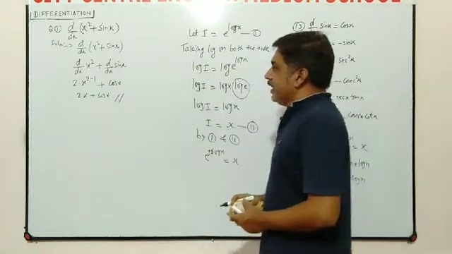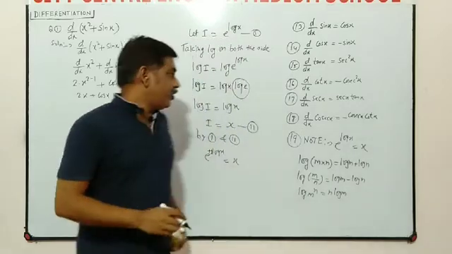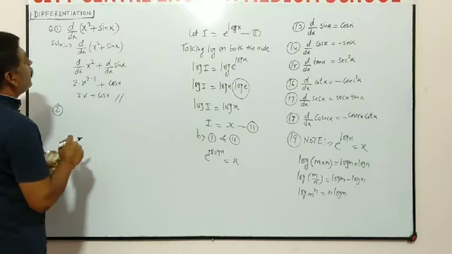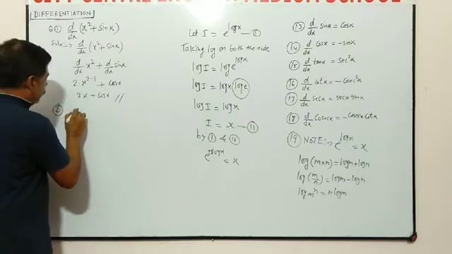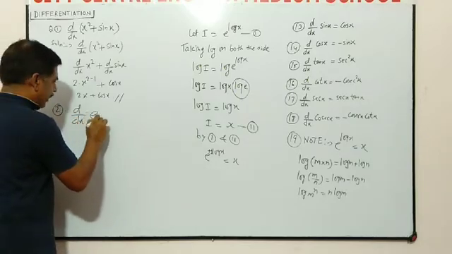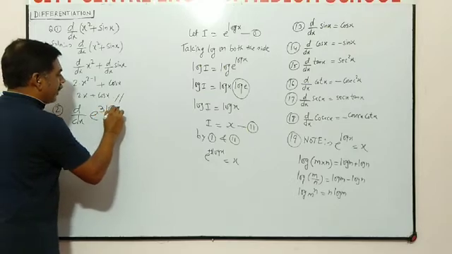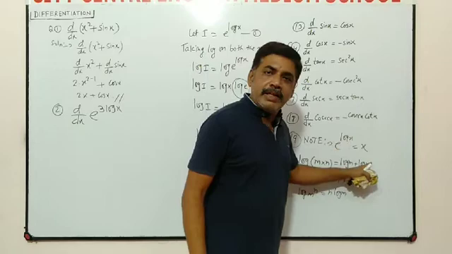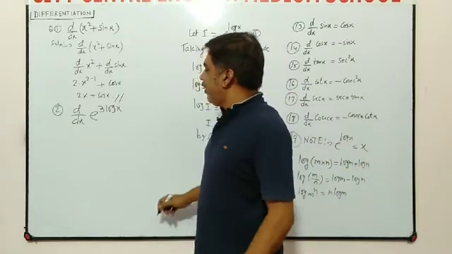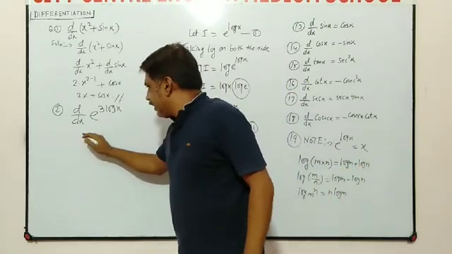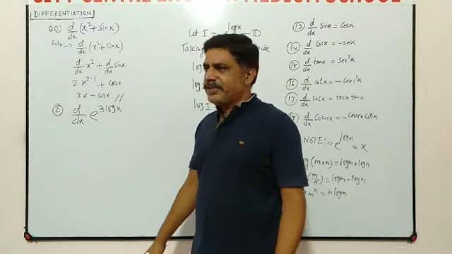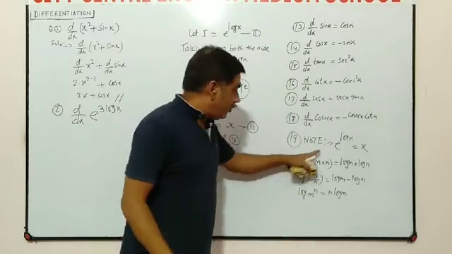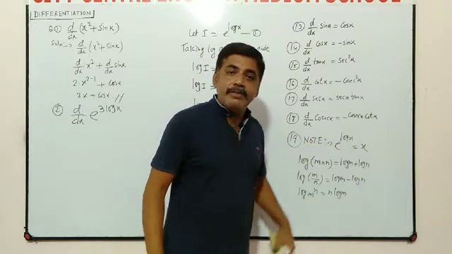Now see another question. Question number 2: d by dx e raised to 3 log x. See, e raised to log x is equal to x. Now we have to differentiate this function. We know the differential of e raised to x, not e raised to 3 log x, but we know e raised to log x is equal to x.